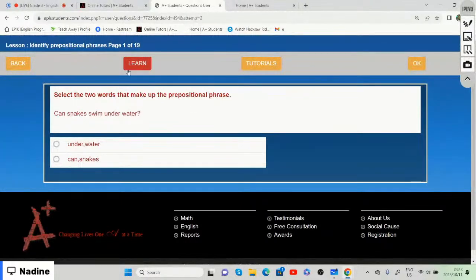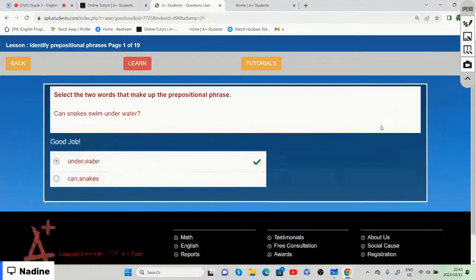So can snakes swim underwater? We need to select the two words that make up a prepositional phrase. Is it under and water or can and snakes? So if we look at the two words that make up the prepositional phrase, then we can say it is under and water.